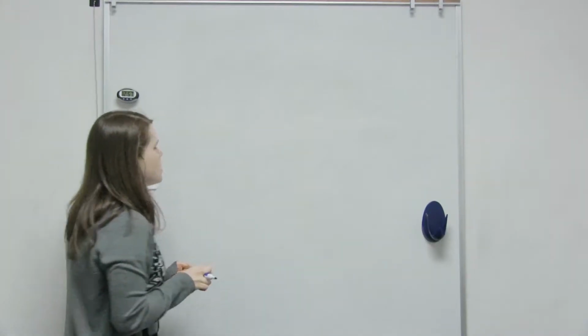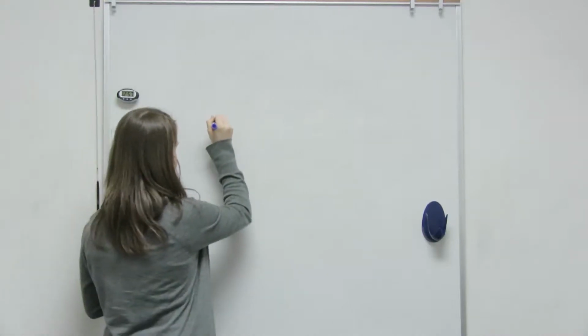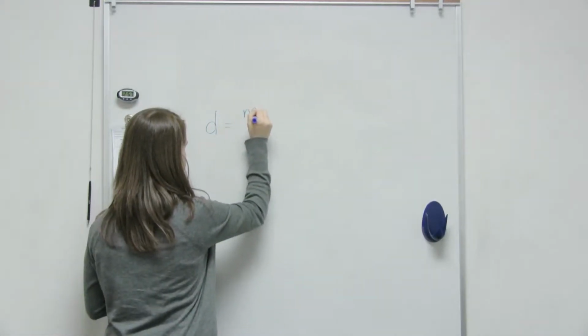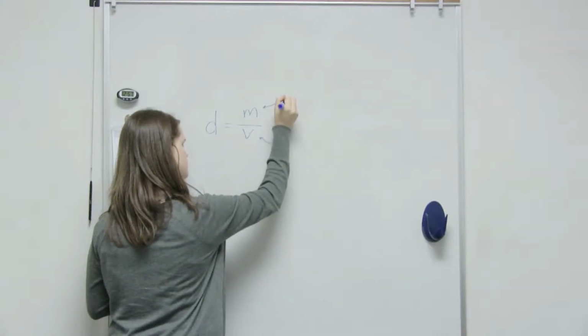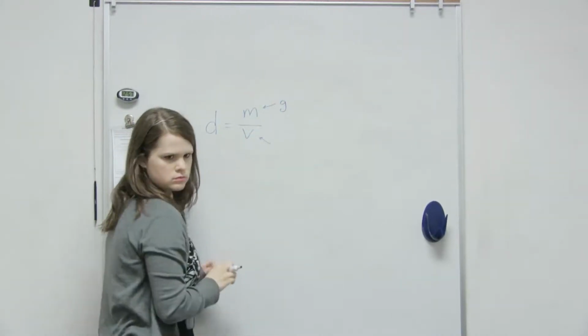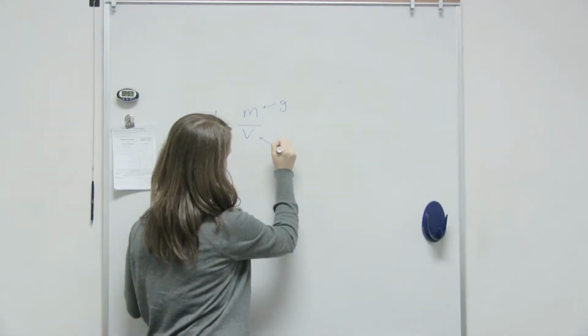Okay, so what is our formula for density? Mass divided by volume. And what does mass need to be in? Yeah, grams. How about volume? Milliliters. Yeah, they want it in milliliters.